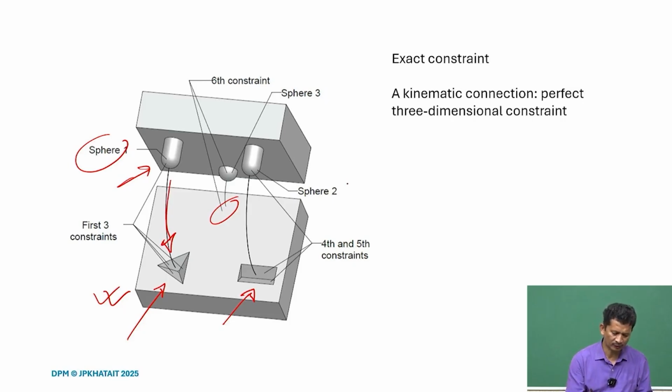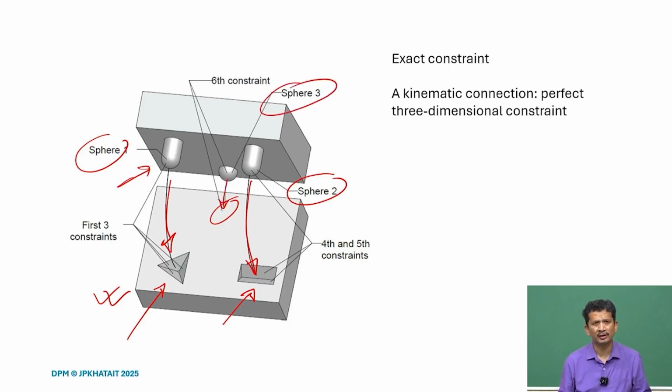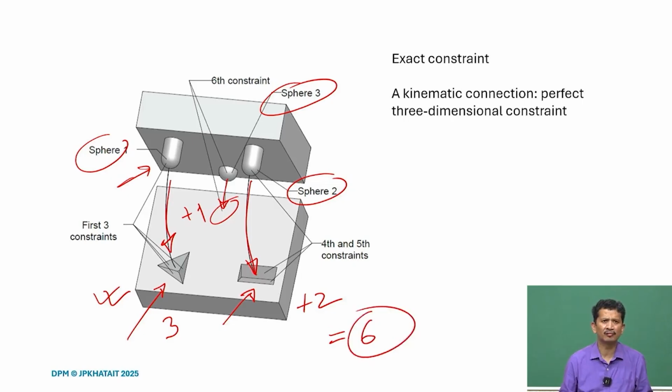Similarly, when sphere 2 comes in contact with the V groove, it makes 2 contacts, and when sphere 3 comes in contact with the flat surface, it will make 1 contact. So, the total number of contacts here is 3 plus 2 plus 1. So, in total we have 6 contacts and later we will learn about it.